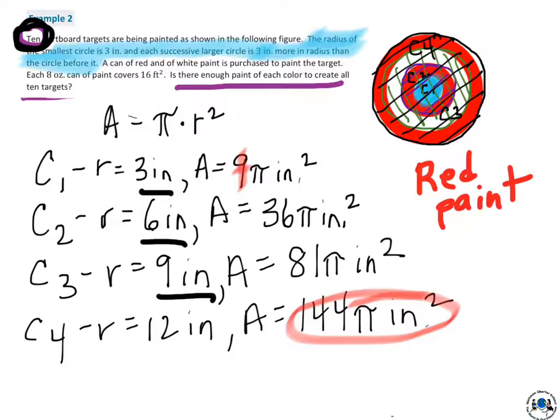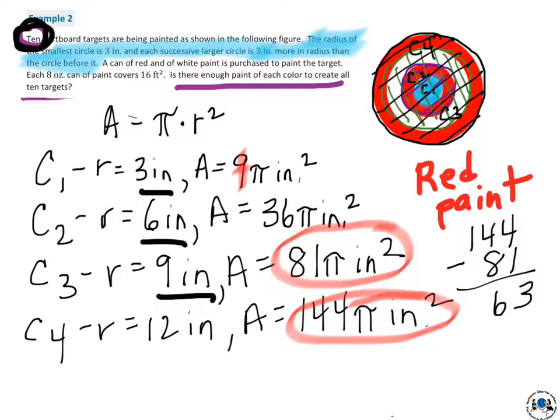So the red paint area, the way I do it is I can take the entire board, and that's that 144 pi inches squared, and I'm going to subtract out C3, which is that next smallest. If I subtract that out, what I come to know now is that the outer red ring is 63 pi inches squared, all right? I know that because I've taken the entire circle, the entire disc, and I've subtracted out that other one, which was C3, and now what I'm left with is the actual calculation for that outer ring of red. I sure hope you understand what I'm saying.